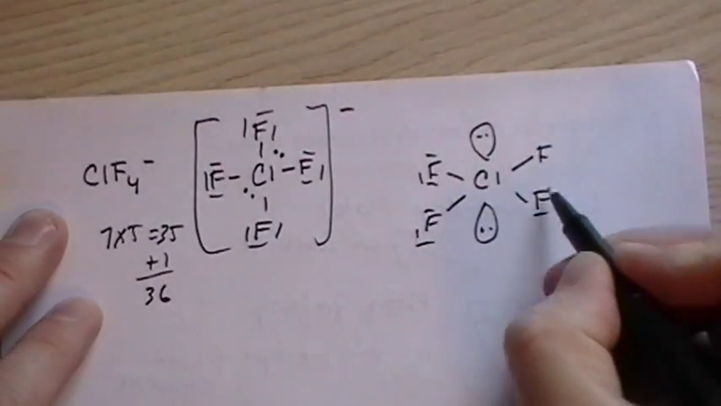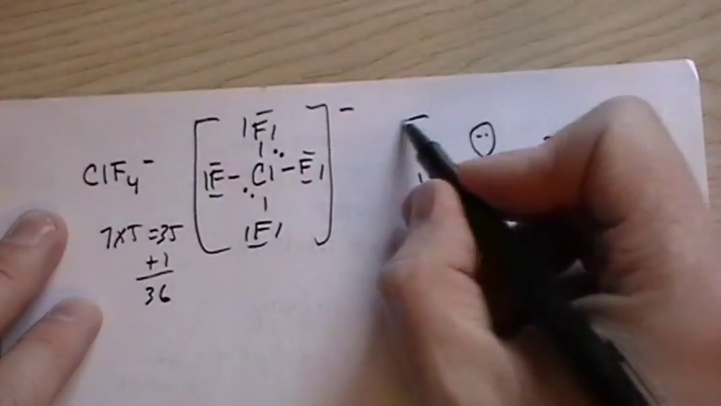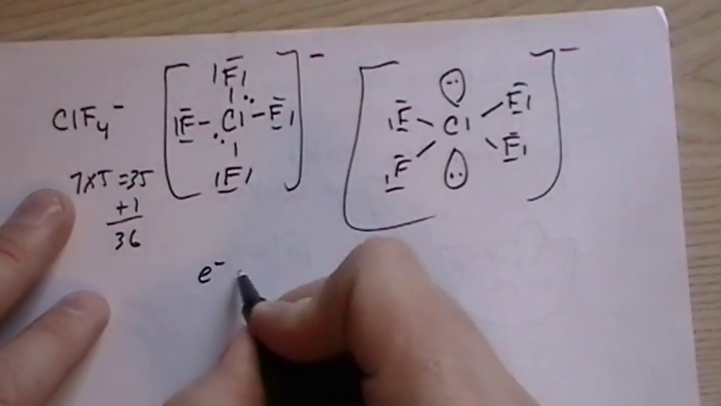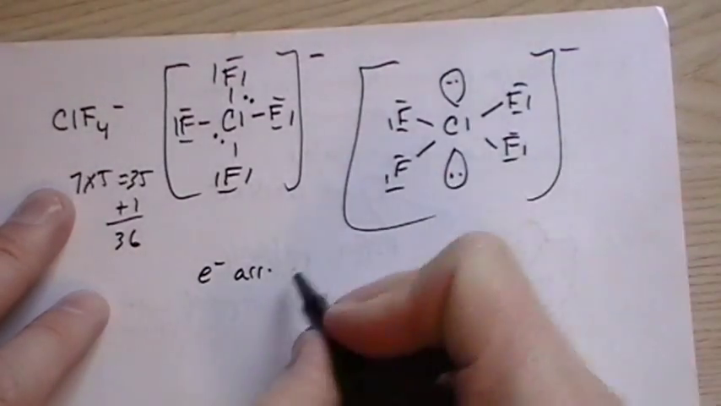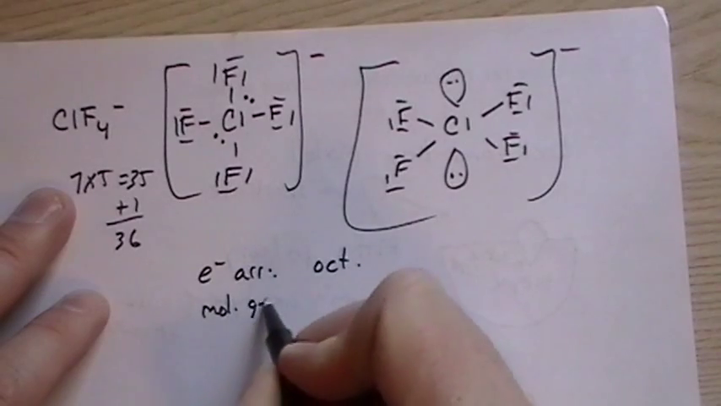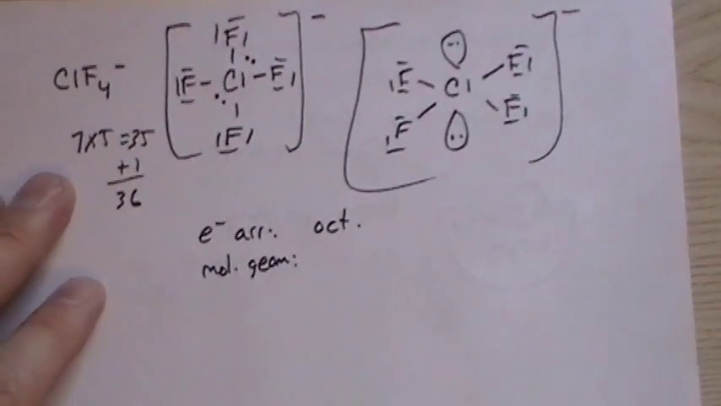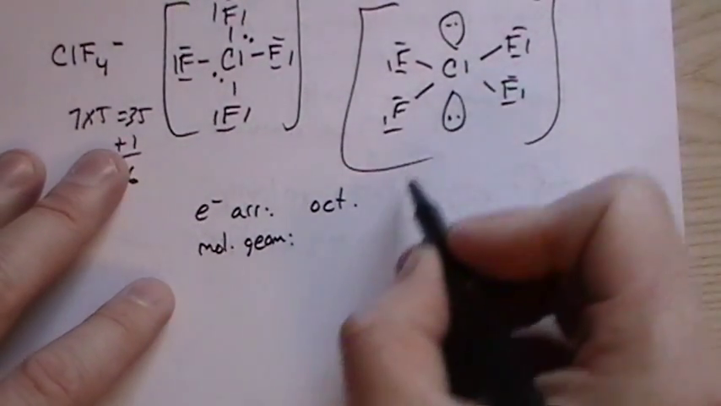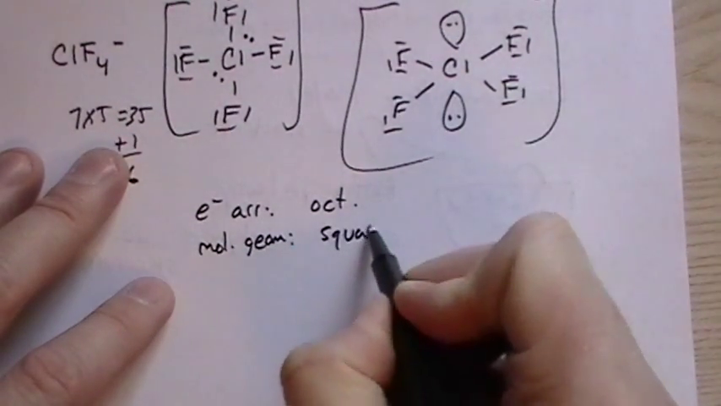And then this is in square brackets. So the electron arrangement, there are 6 electron pairs, so this would be octahedral. The molecular geometry, again, I'm abbreviating. You should write everything out on the exam, but you don't want me to write everything out for all 20 of these. Molecular geometry is going to be square planar.